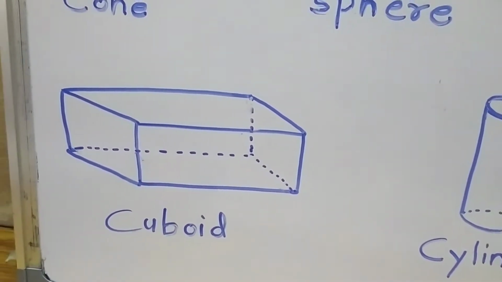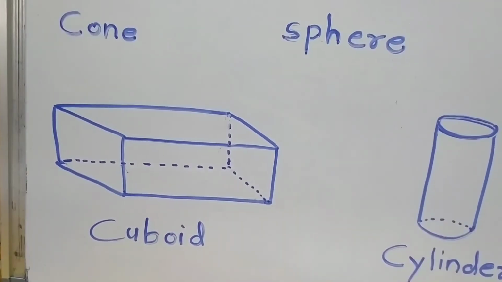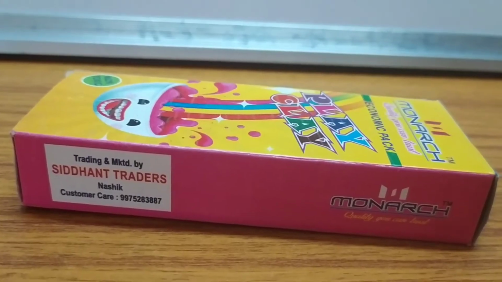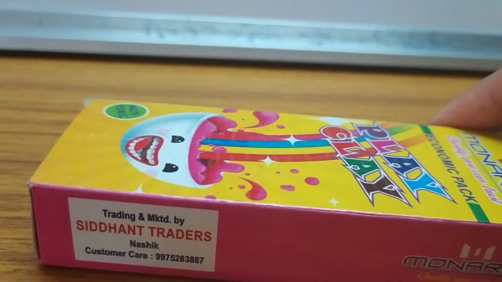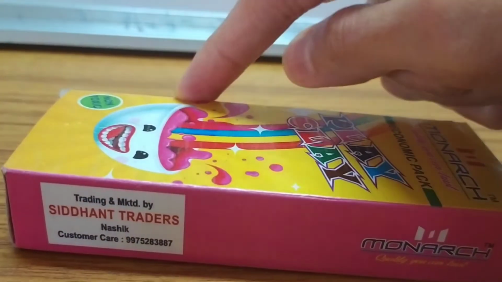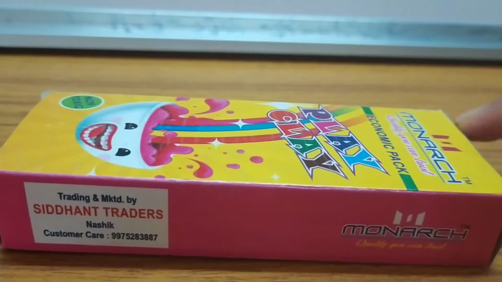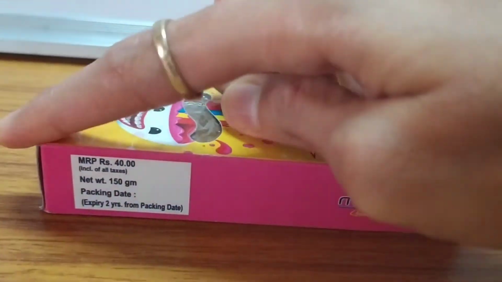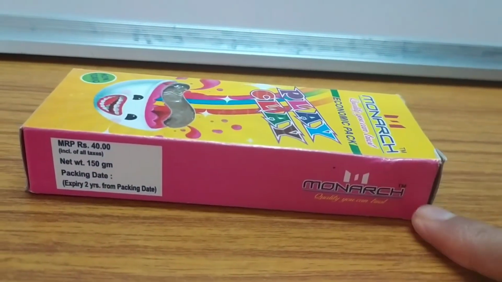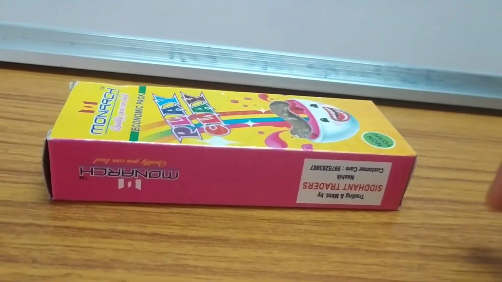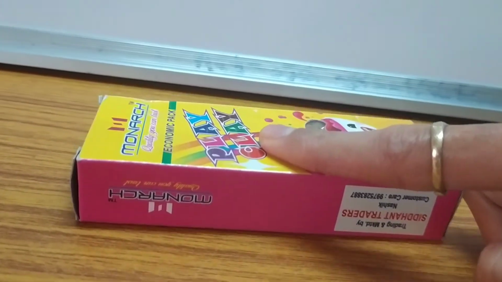Our next solid shape is the cuboid. So what is the meaning of cuboid? A cuboid is a solid which has 6 rectangular faces at right angles to each other. Look at the shape of the cuboid. How many edges does this shape have? So we have to count the edges first. 1, 2, 3, 4, 5, 6, 7, 8, 9, 10, 11, 12. So a cuboid has 12 edges.